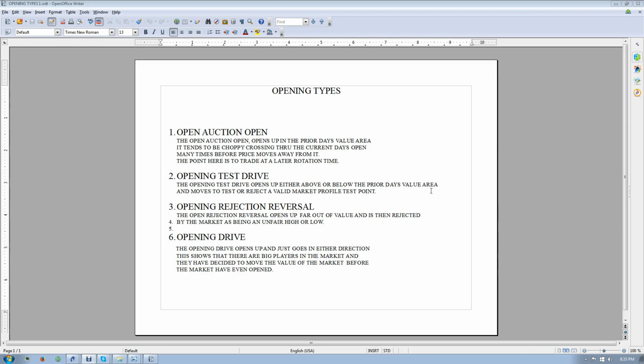The open rejection reversal just opens up way far away from the prior day's area of value, and it's rejected by the market as a type of unfair high, or the market's too far away from its value area, or it's an unfair low, or something like that. And I'll show you one of those in a minute.